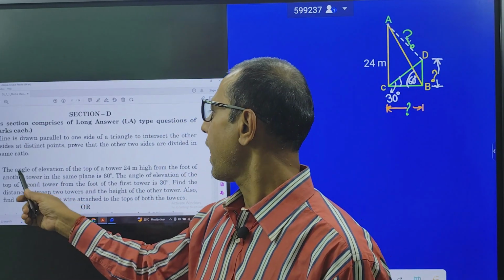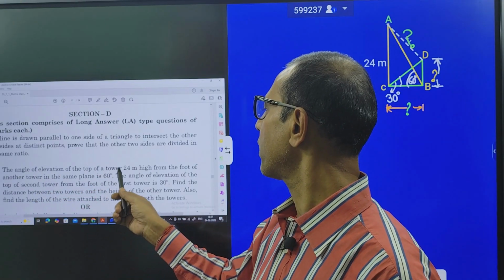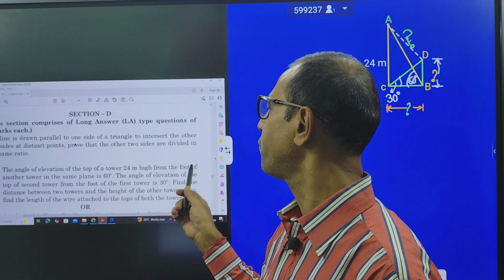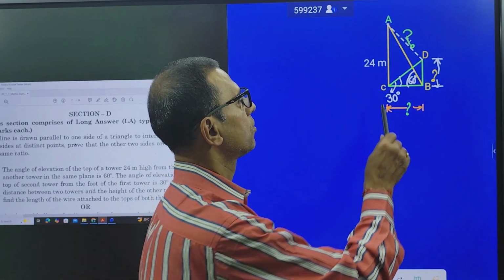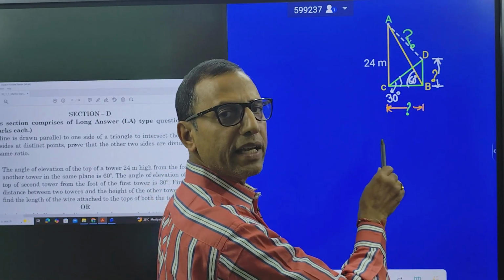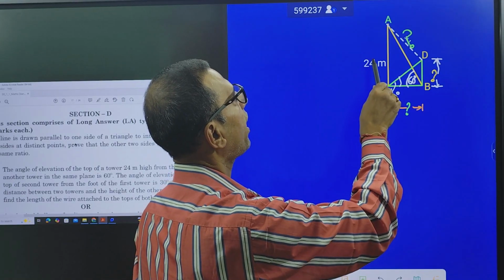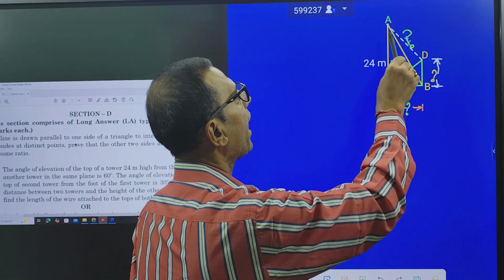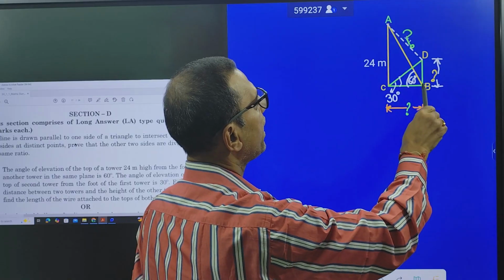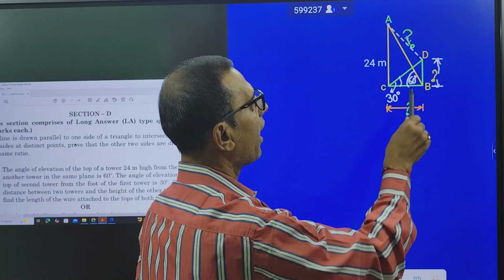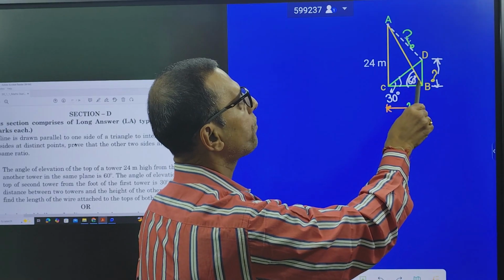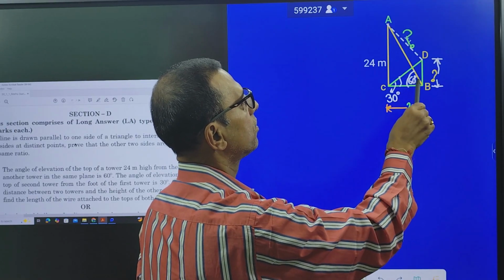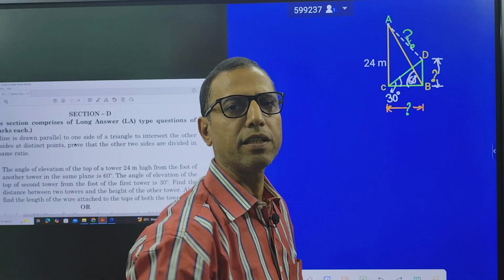The angle of elevation of the top of a tower 24 meter high from the foot of the other tower in the same plane is 60 degree. So AC is the tower, whose height is given as 24 meter, and the angle of elevation, angle ABC, is 60 degree. And what is this point B? B is the foot of the other tower BD, right? So angle ABC is 60 degree.